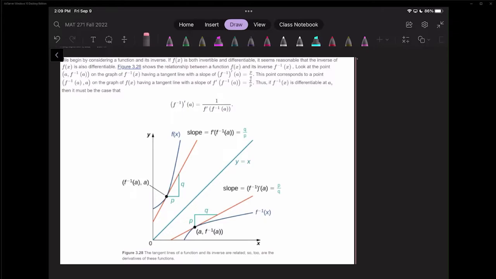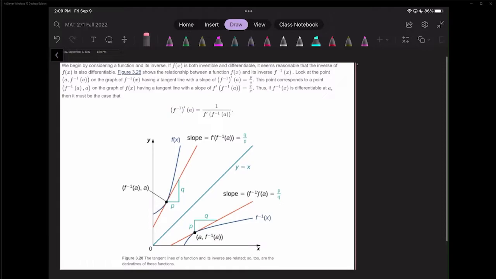Anyway, let's begin by considering a function and its inverse. If f of x is both invertible and differentiable, it seems reasonable that the inverse of f of x is also differentiable.